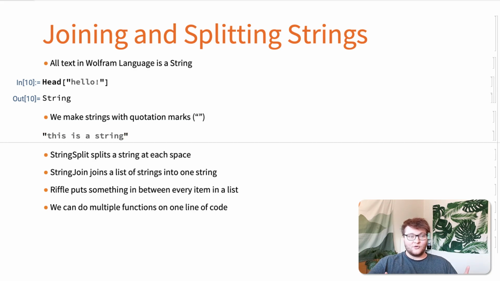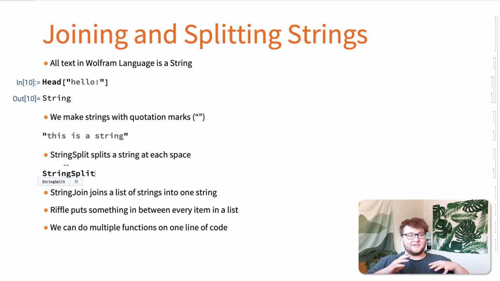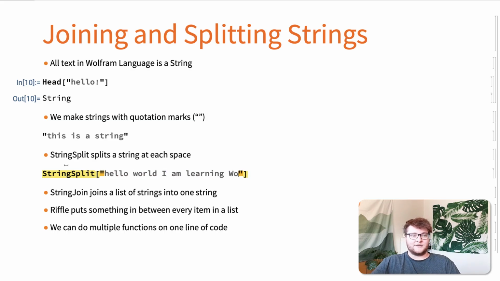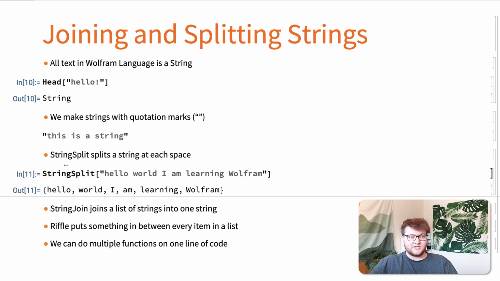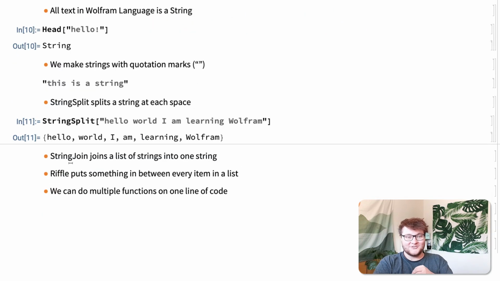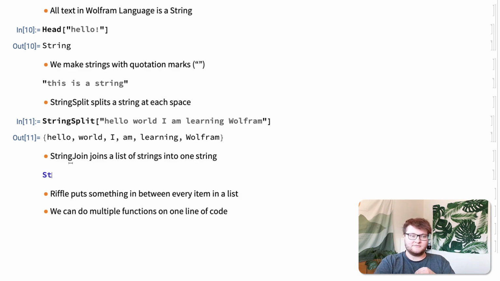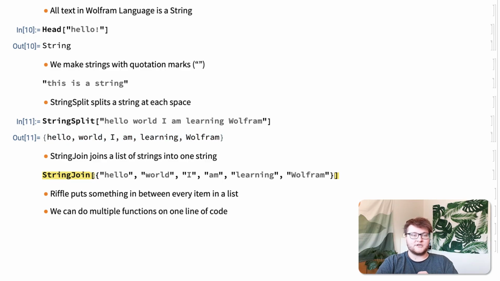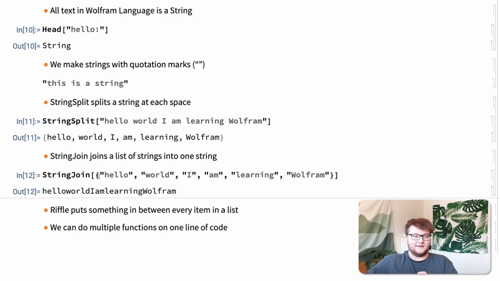If we have multiple words in a string, then we can separate them using a function called string split, which automatically splits the string at each space. So if we type in our string with multiple words, then we're going to get out our nice list of separate strings. If we want to join a list of strings together into one string, then we can do that with string join. So if I give it my list of strings, then it will return a single string with all those words slammed together.